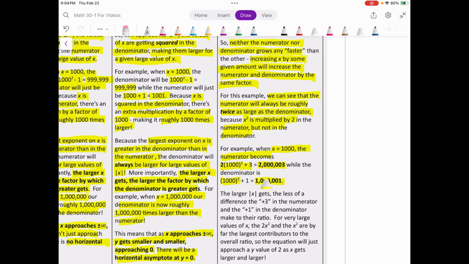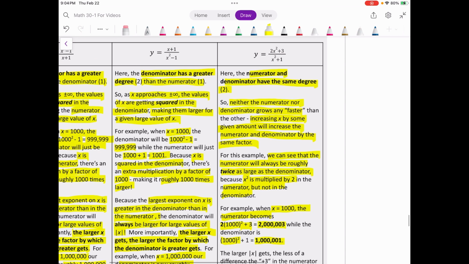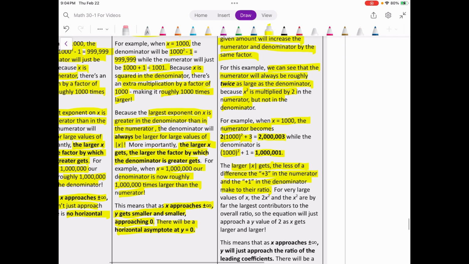Now, not exactly 2 times bigger, but roughly, because we're always multiplying that largest exponent term with x by a 2 in the numerator. And we're not doing that in the denominator. And so the larger the absolute value of x gets, the less of a difference the plus 3 in the numerator and the plus 1 in the denominator make to the ratio, right? Like for very large values of x, the 2x squared and the x squared are by far the largest contributors to the overall ratio.